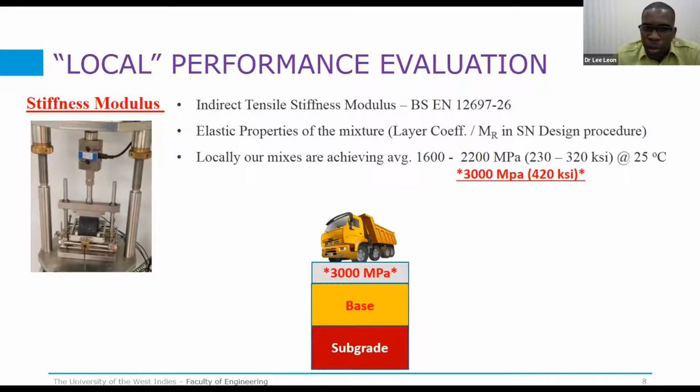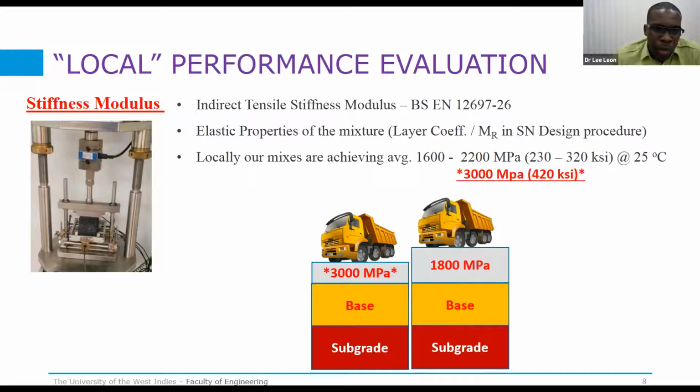So we adopt a value of 3000 MPa for the surface. And we have a given traffic level and we design. And then we move on to the actual values we have for the asphalt material, which is much weaker than what is adopted. So we have 1800 MPa as the example here. So we can see that the surface layer will be thicker and thus will be more expensive.